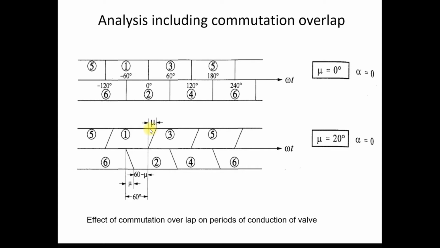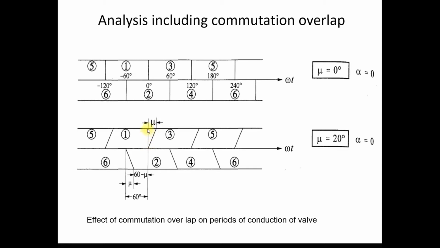Clear? That is because of the source inductance. We know the characteristic of inductance is that the current flowing through the inductance cannot change instantaneously. Because of this property, the current does not change instantaneously here. Clear? Because we consider the source inductance. So that's why the current changes gradually, not instantaneously, and because of that this overlap or commutation happens.